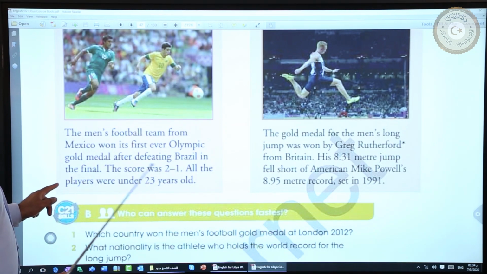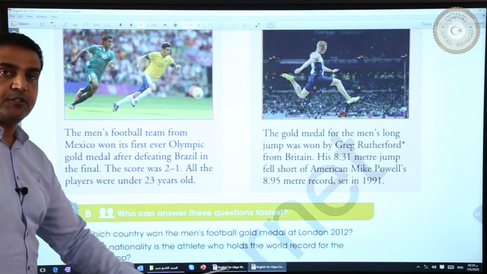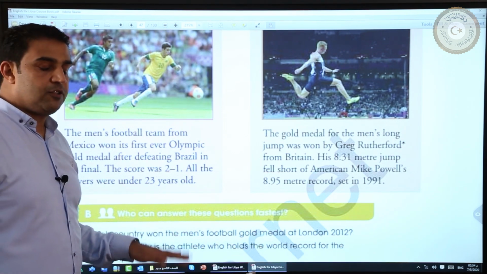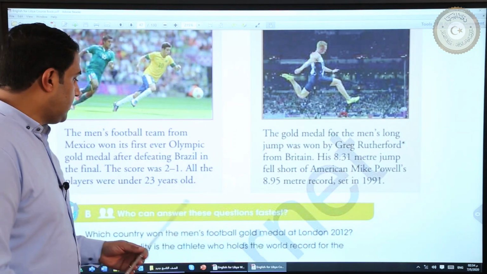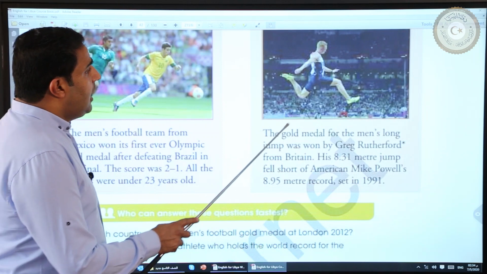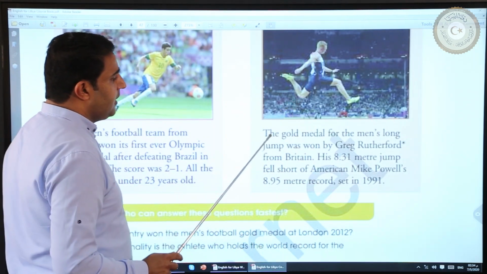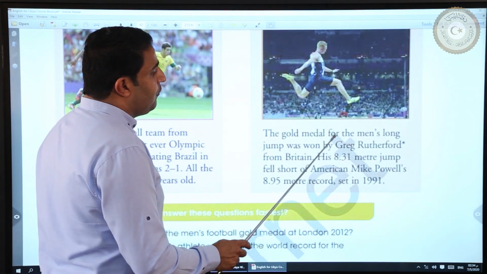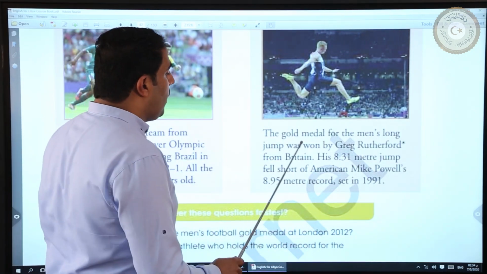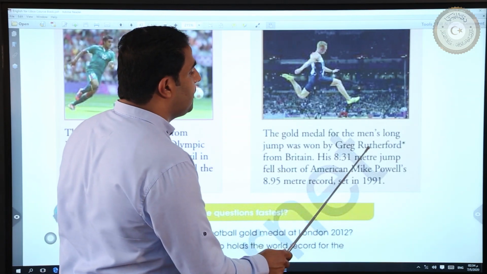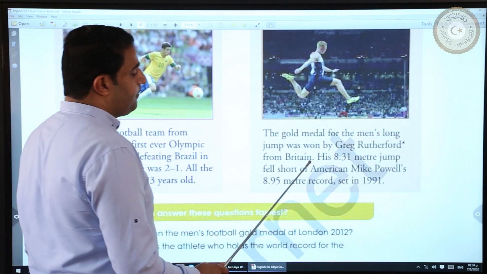Okay, and the players were under 23 years old, so they are below 22 or 23 years. They are mostly about 20, 18, something like that, okay? And this one is jumping here. The player is jumping. The gold medal for the men's long jump was won by Greg Rutherford. This is the name, Greg Rutherford, from Britain.